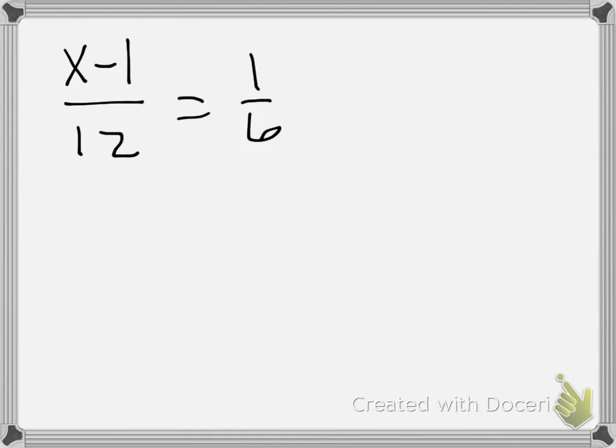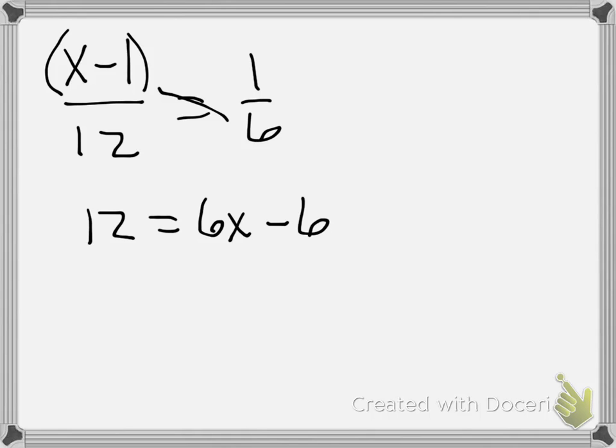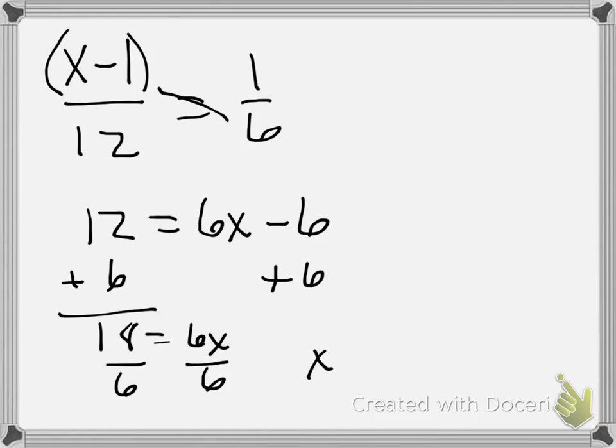If we want to try another one, you can have x minus 1 over 12 equals 1 over 6. So again, we're going to cross multiply. So 12 times 1 is 12 equals, now remember, we're going to put the x minus 1 in parentheses and do the distributive property. So we'd get 6x minus 6. Then we would add 6 to both sides and get 18 equals 6x. We'll divide by 6 and get x equals 3 for our final answer.